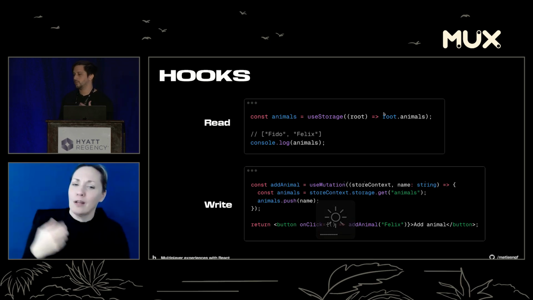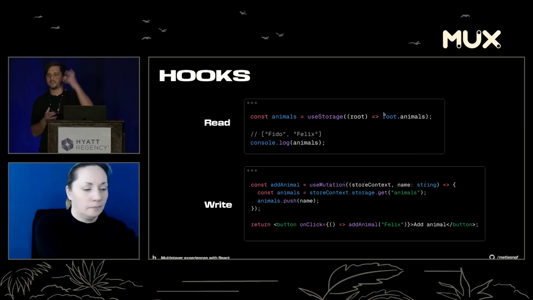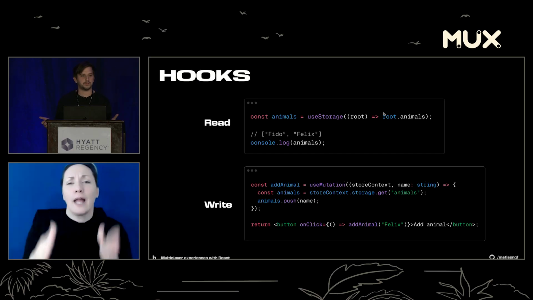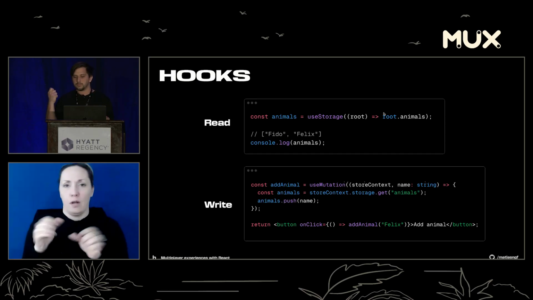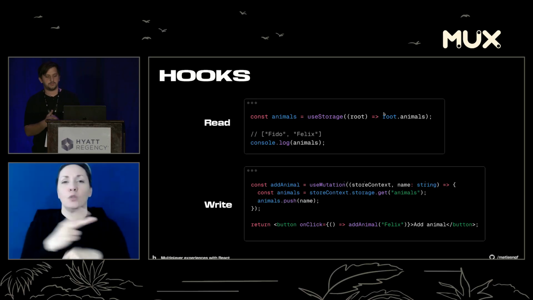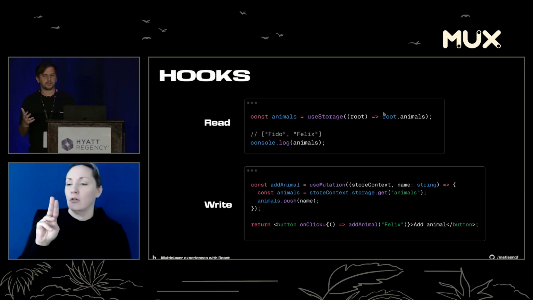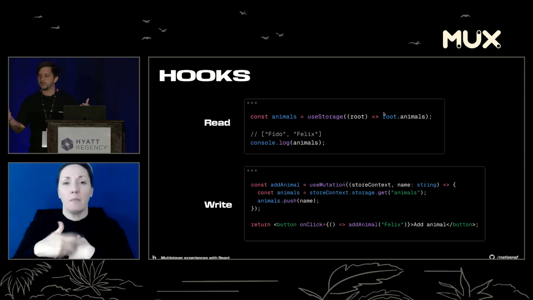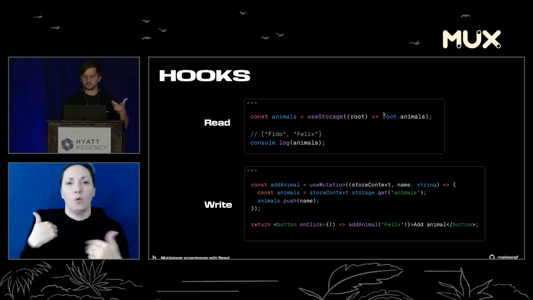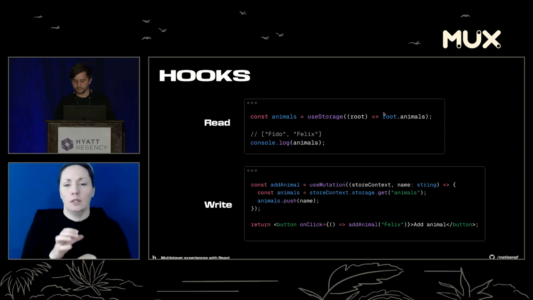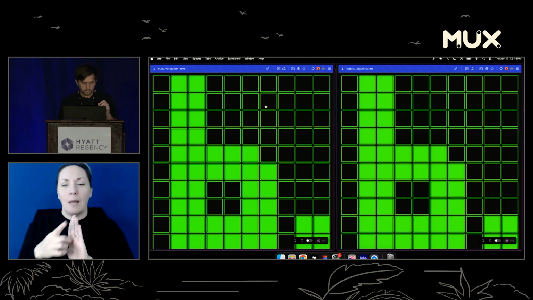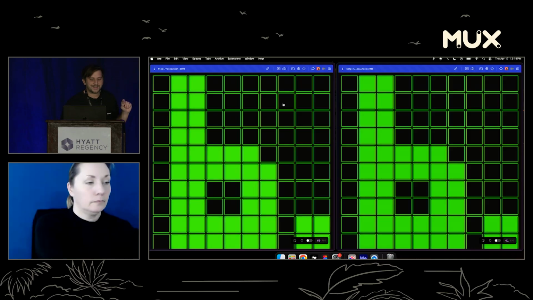So imagine we have a state that is multiplayer, like a setState but shared between all of the people in the room. We can read from that state using useStorage, and then we can mutate that state using useMutation. And every time anyone in the room mutates the state, it automatically re-renders any computer that is connected to that room. So let's see a quick demo of it working. So I hope it, yeah, great.